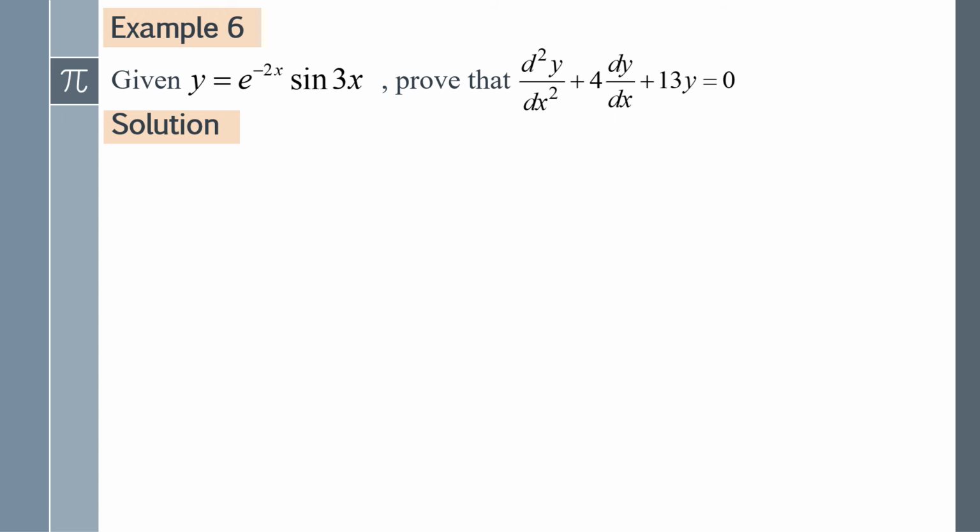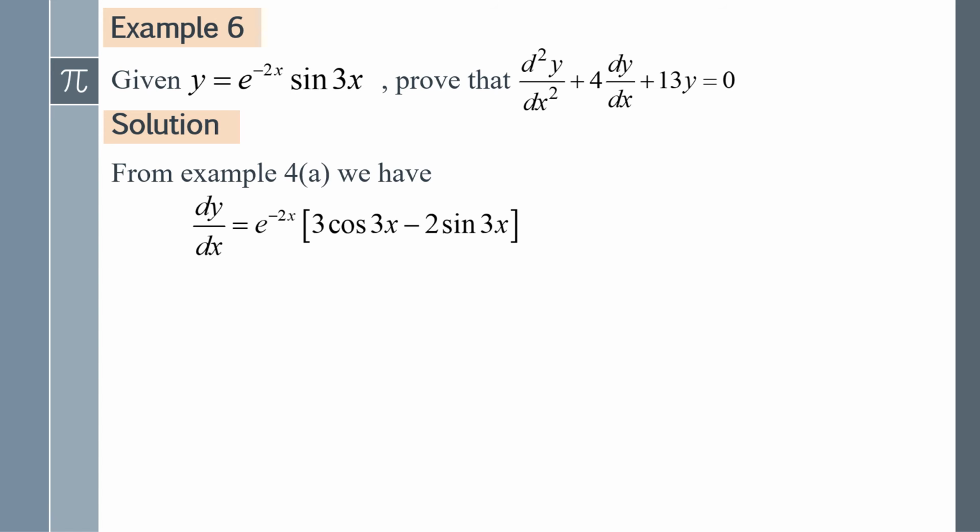Okay, we continue to example 6. Given y equals e to the power of negative 2x times sin 3x, prove that d²y/dx² plus 4 dy/dx plus 13y equals 0. For this, we have dy/dx for e to the power of negative 2x sin 3x equal to e to the power of negative 2x times (3 cos 3x minus 2 sin 3x).